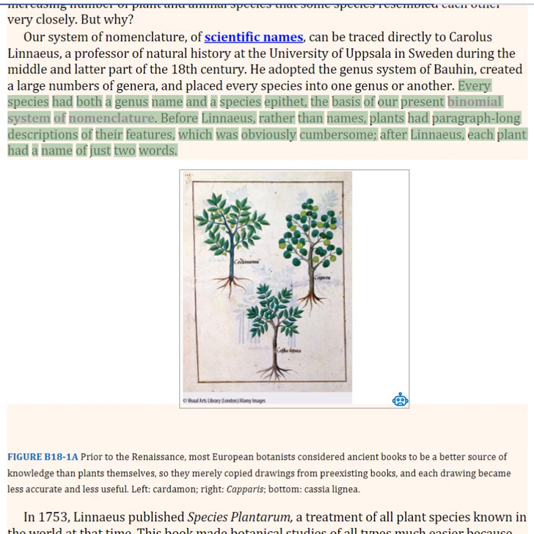of nomenclature. Before Linnaeus, rather than names, plants had paragraph-long descriptions of their features, which was obviously cumbersome. After Linnaeus, each plant had a name of just 2 words.